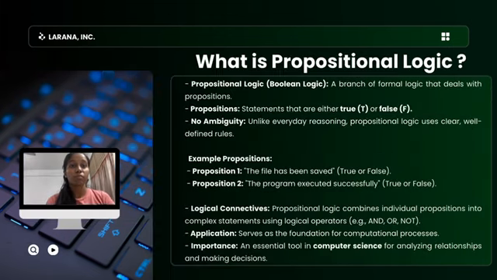Propositional logic, or Boolean logic, is a branch of formal logic that deals with propositions. Propositions are statements that are either true or false. No ambiguity. Unlike everyday reasoning, propositional logic uses clear, well-defined rules. For example, proposition 1: the file has been saved, true or false. Proposition 2: the program executed successfully, true or false.